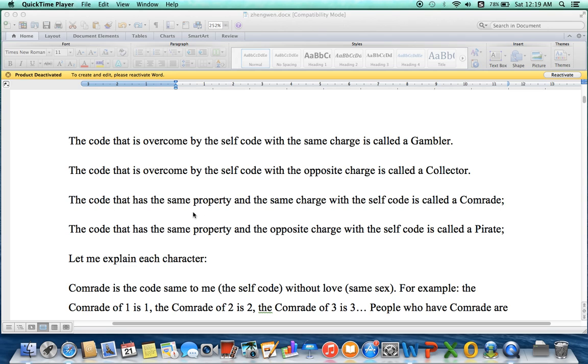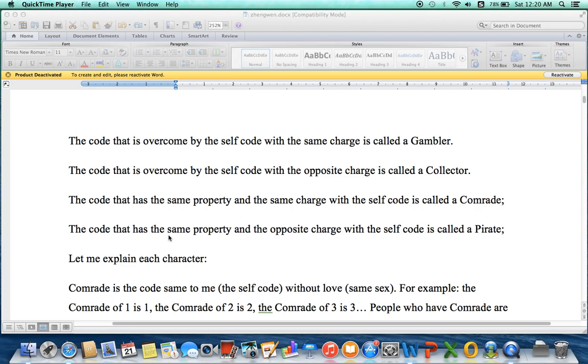The code that has the same property and the same charge as the self code is called a comrade. That's easy. Same property, same charge. That's the same code, decimal. For example, 1's comrade is 1. 2's comrade is 2. 3's comrade is 3. But if we want to see the duodecimal, the self code 1 is positive wood, then the positive wood of a duodecimal code is 3. And the duodecimal negative wood is 4. So the self code 2's comrade is duodecimal 4.